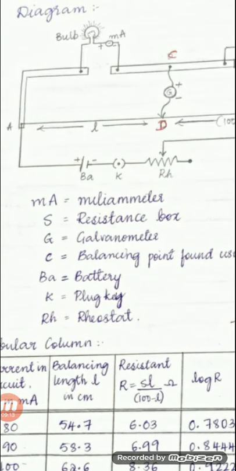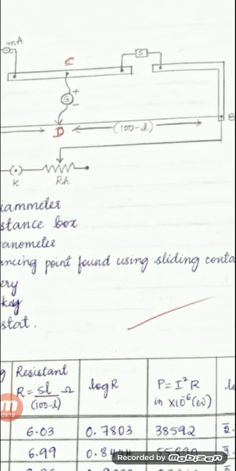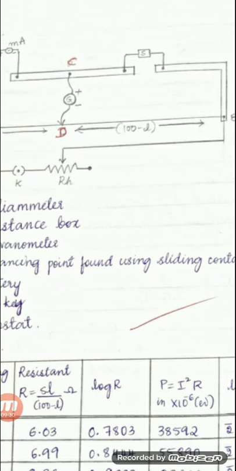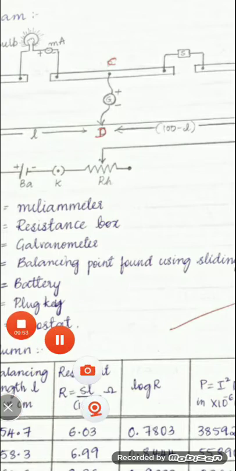Next, this is connected to C, which is called the balancing point, found using the sliding contact. And the other arm of the meter bridge is connected to S. S is nothing but a resistance box, a varying resistance box. Here we are going to unplug the corresponding resistance. A suitable resistance is unplugged in the resistance box that is connected to the meter bridge. Okay.